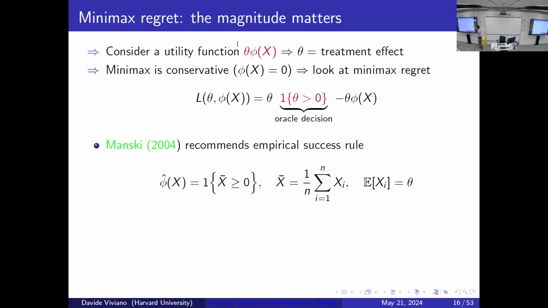So if we think about a minimax regret, and then we look at the expectation, Manski in 2004, recommends to use the empirical success rule, for which what we want to do is that we're going to say, well, our test function is just going to look at the empirical average of our data, and then it's going to choose to implement the policy whenever the empirical average is positive. So this is really a t-test with 50% significance level.